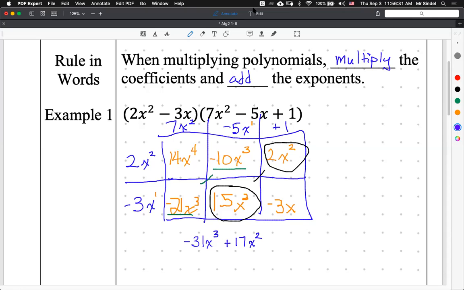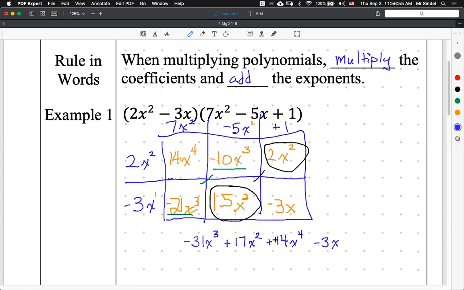And then Sergio, we have those other two terms that we haven't used up. Where should they go? To the right. So it's plus 14x to the power of 4. Right here? Yes. And then minus 3x. Cool. So this is mathematically correct.